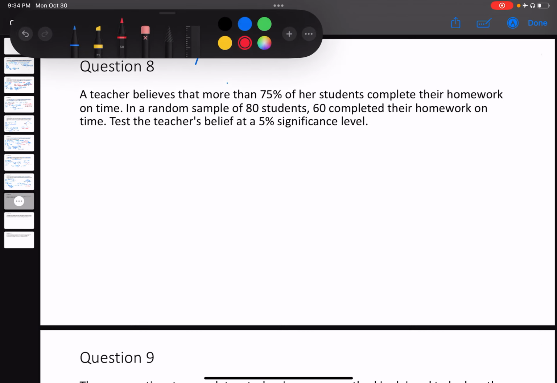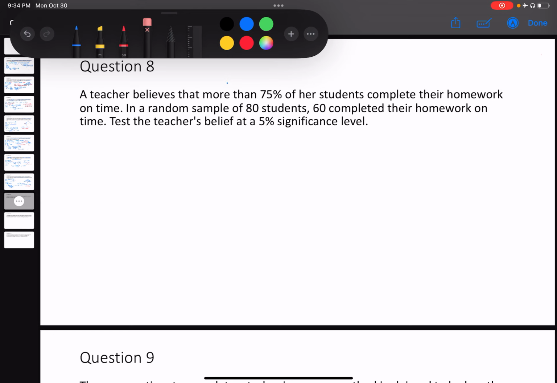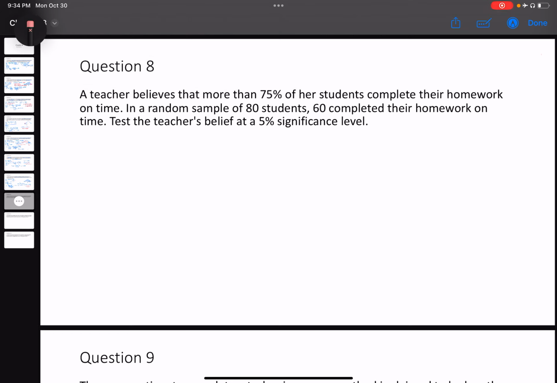Problem 8. A teacher believes that more than 75% of her students complete their homework on time. In a random sample of 80 students, 60 completed their homework on time. Test the teacher's belief at a 5% significance level.